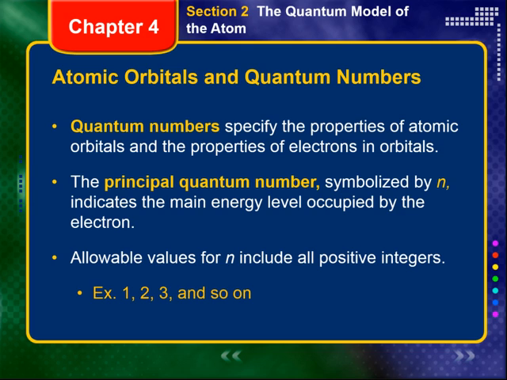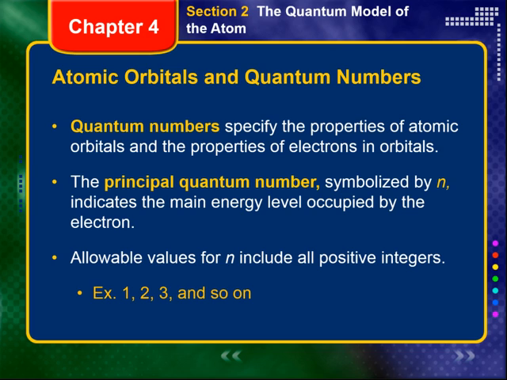In the Bohr atomic model, electrons of increasing energy occupy orbits farther and farther from the nucleus. According to the Schrödinger wave equation, electrons in atomic orbitals have quantized energies. An electron's energy level is not the only characteristic of an orbital that has been indicated by solving the Schrödinger equation. In order to completely describe orbitals, scientists use quantum numbers. Quantum numbers specify the properties of the atomic orbitals and the properties of the electrons in orbitals.